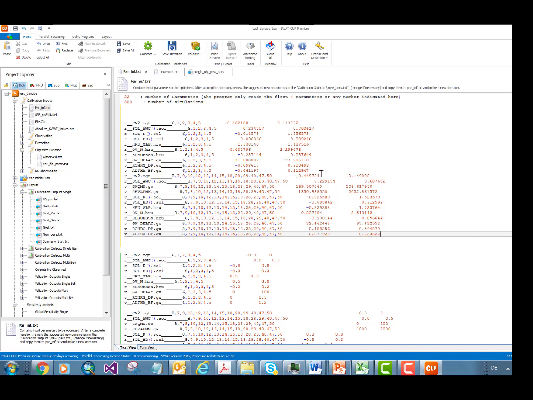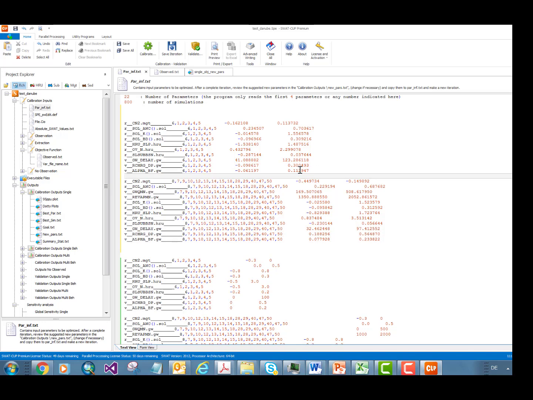And so here we have number 6. So these are the new ranges. These new ranges are centered on the best simulation of the previous iteration. So usually you have to go through this to make sure that, sometimes, hydraulic conductivity can be negative, you know, because these are simulated values, or groundwater parameters could be negative. So you need to edit, you need to look at these parameters, right?